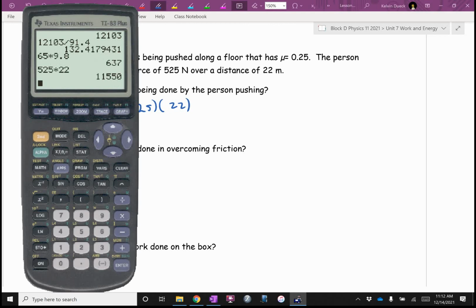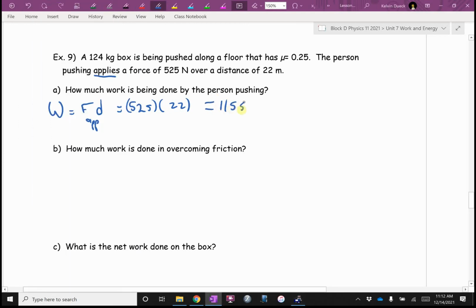What do you get? I'm going to write down everything for a reason. So 11,550 joules. Ooh, B. Huh. Emma, what's B want me to find? Work done in overcoming friction. You know what? I think the work done in overcoming friction is going to be the force of friction times distance.